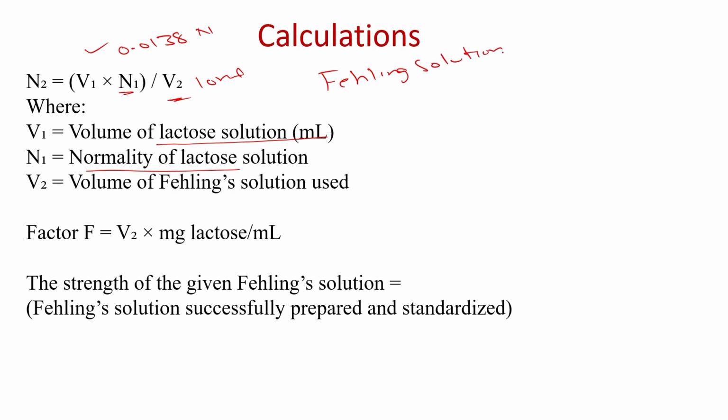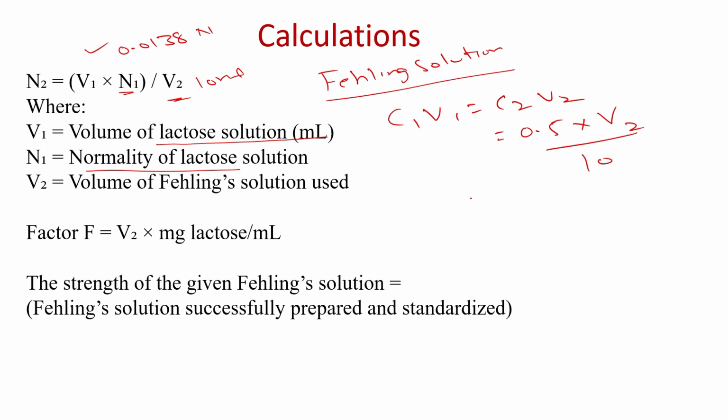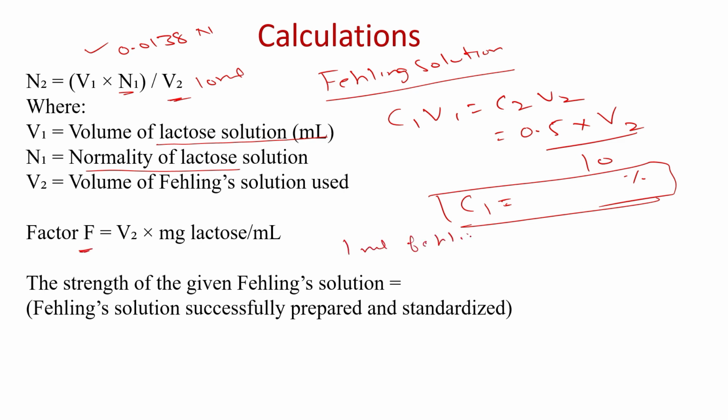So by this you have known the strength of the Fehling solution. And if you want to calculate in terms of percentage or concentration, C1V1 equal to C2V2 can also be written. You know the concentration is 0.5%, the volume is whatever titer value you have got, divided by the 10 ml which you have taken. So the Fehling solution percentage can come in this way. Or you can also arrive at a factor, meaning how much 1 ml Fehling solution is equivalent to in milligrams.